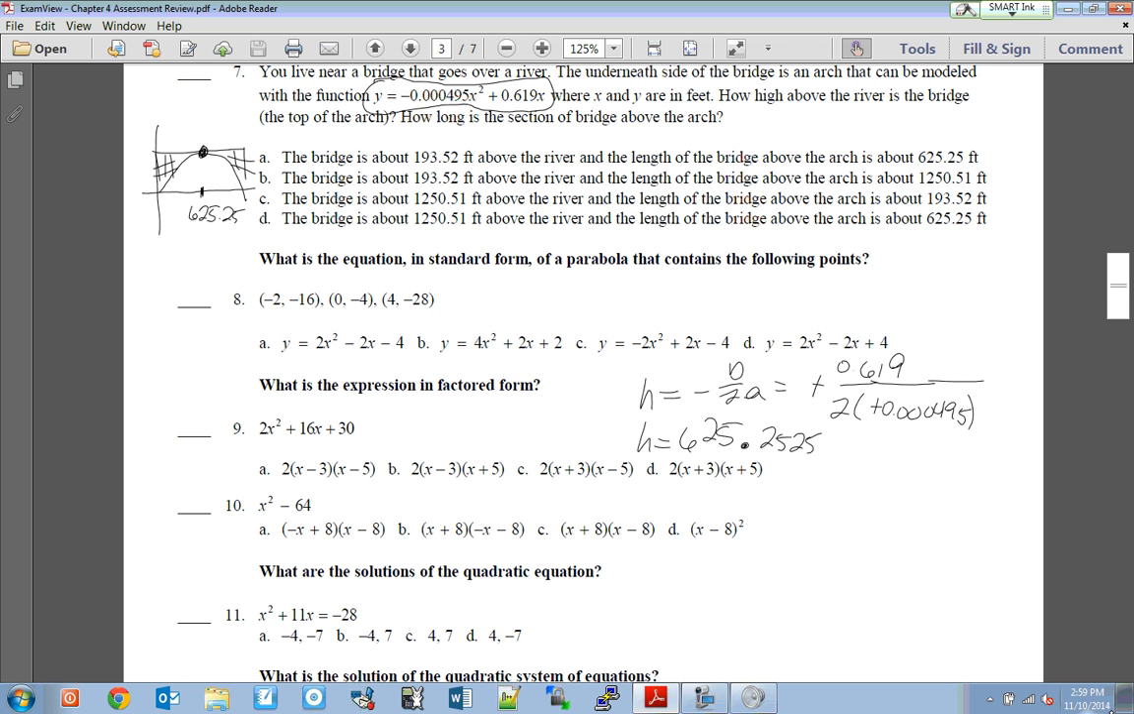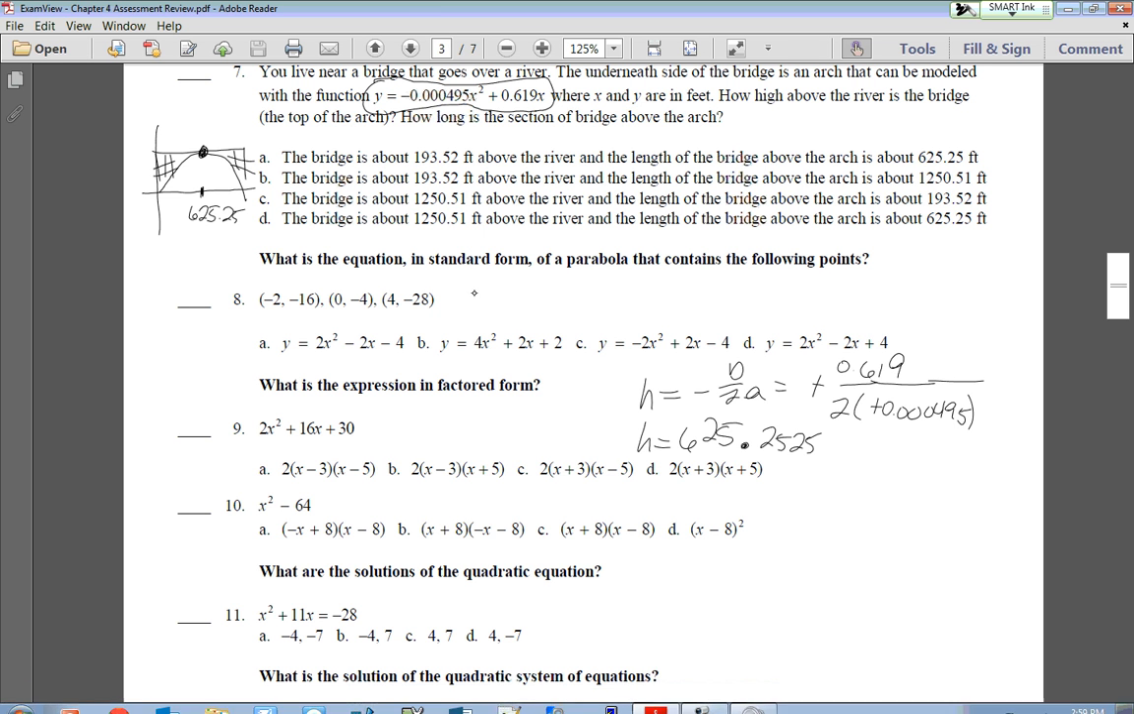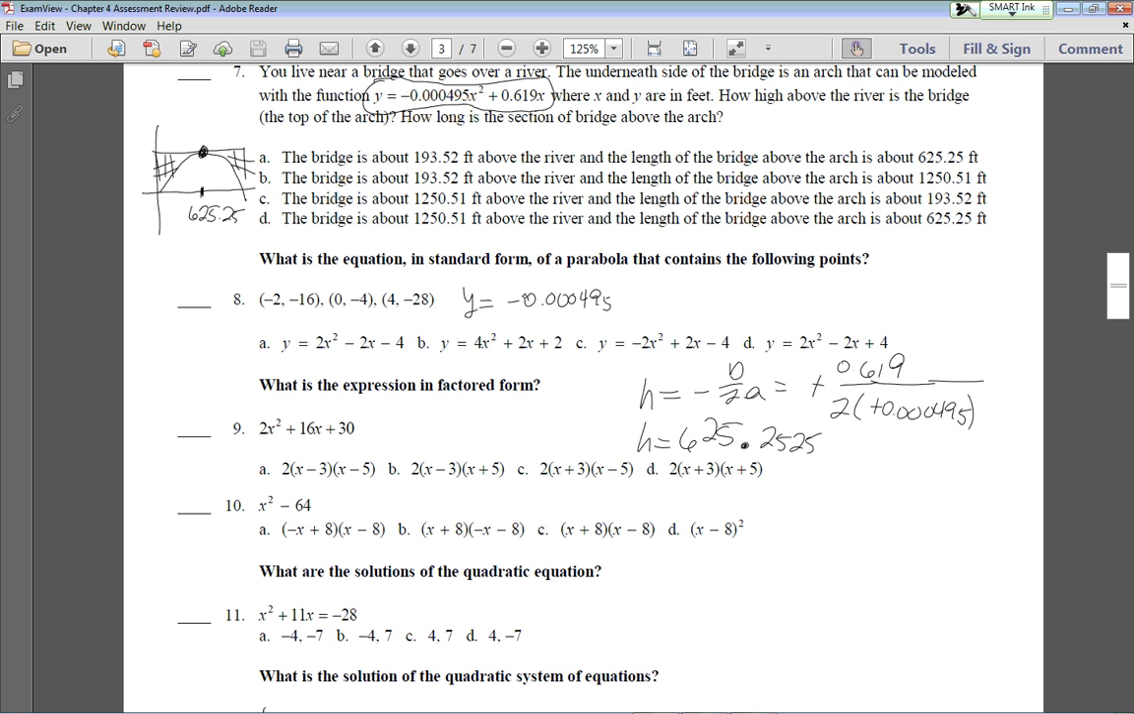You just simply take and you go negative 0.000495 times 625.25, make sure you square that, plus 0.619 times the 625.2525. And what you get after you plug all of that in, here I'll write down what I just typed into the calculator. You're going to go negative 0.000495 times 625.2525. Yeah, I rounded it to 4 decimal places. Squared plus 0.619 times 625.2525. And what does this equal? Well, this equals 193.52.